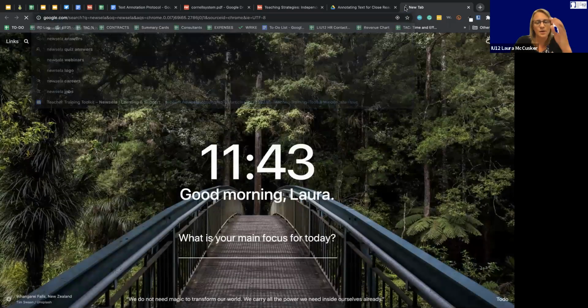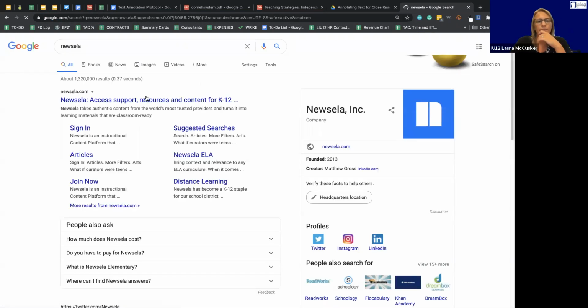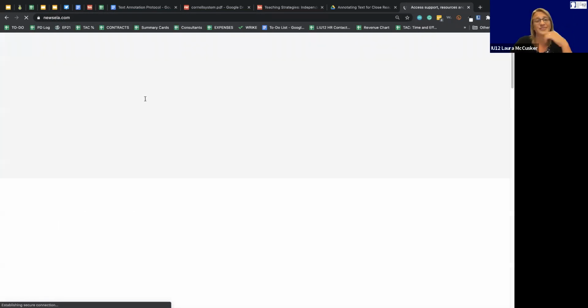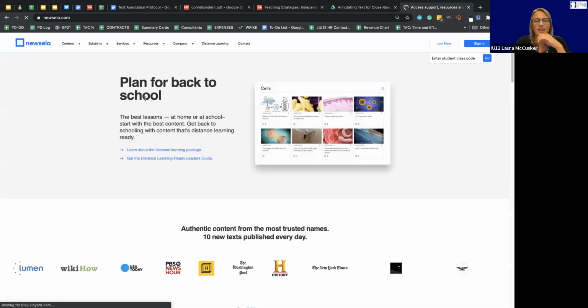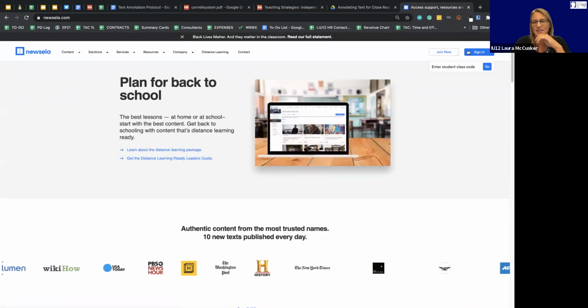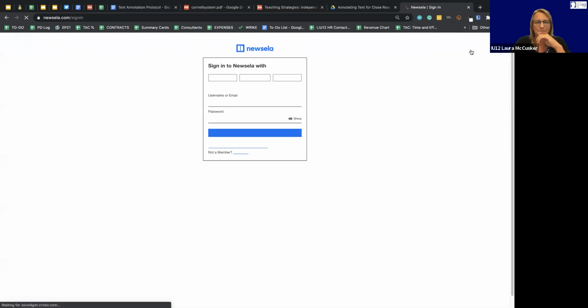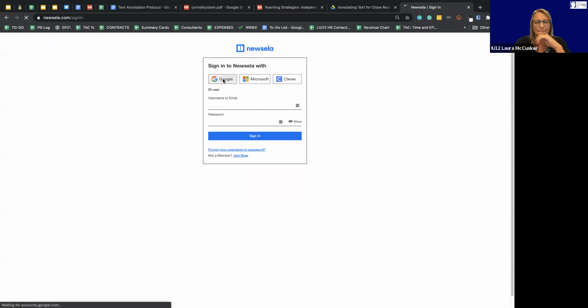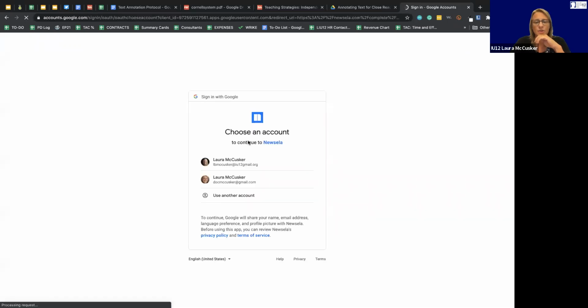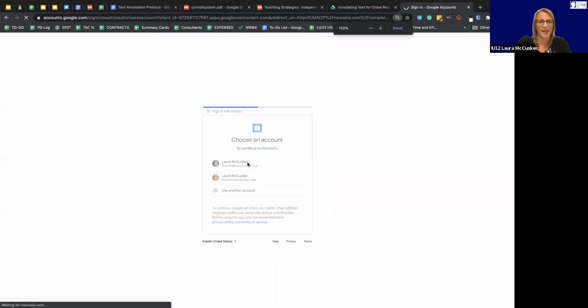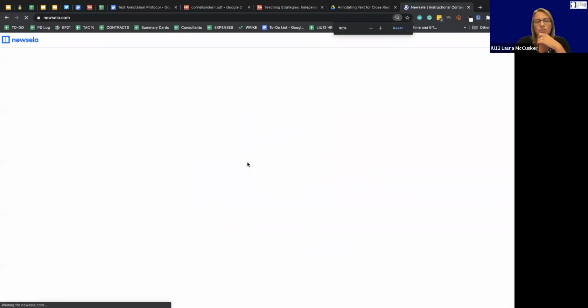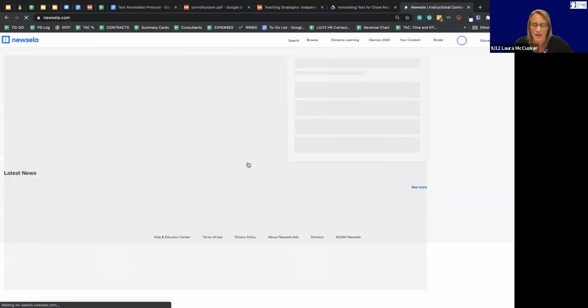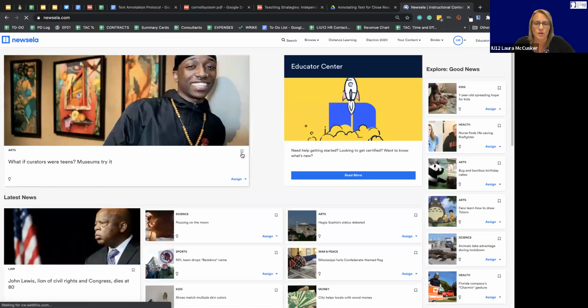All right, is anyone using Newsela currently? Or we can use whatever resource you use if you're pulling content, not from a series. What I do like about Newsela is it does have a single sign-on with Google. So if your students or you are already using Google or G Suite, then you're able to do that.